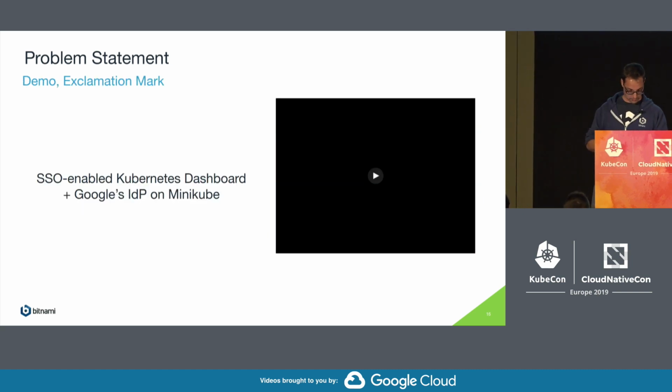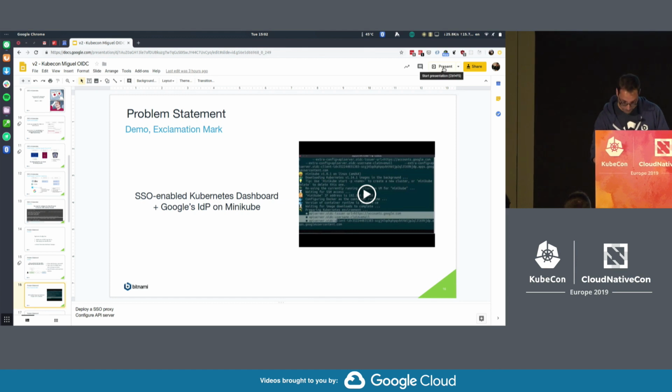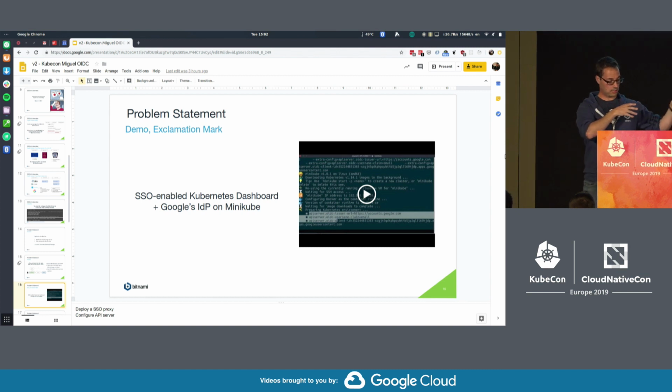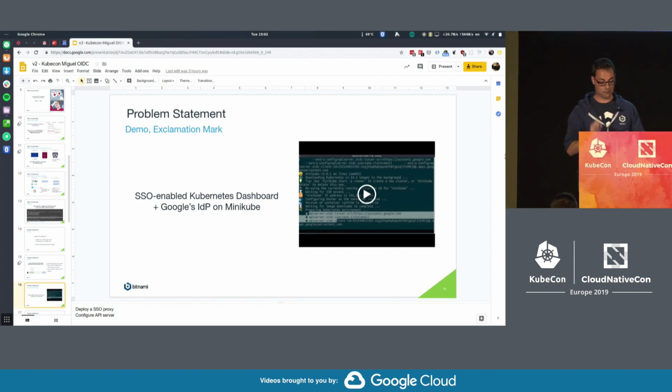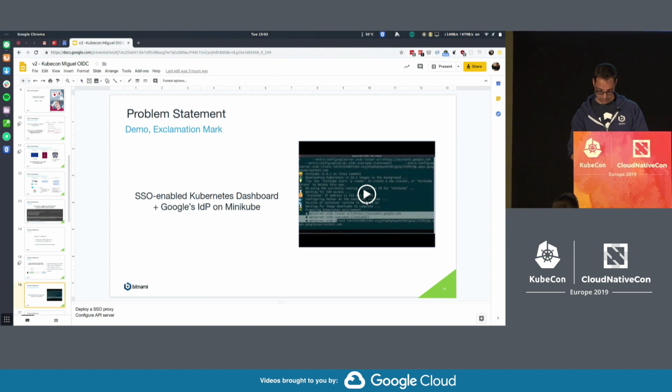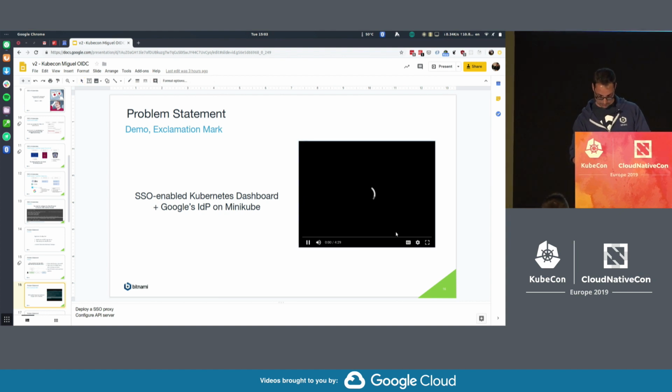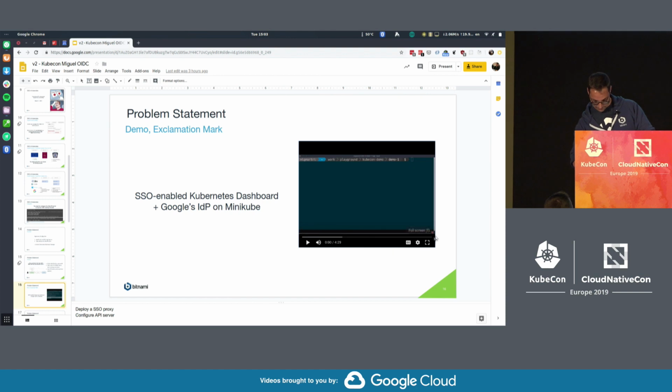So my first demo is going to be configuring single sign-on on top of the Kubernetes Dashboard by adding this proxy that I just showed, and I'm also configuring the API server. And because my success ratio in demos is about 5%, I'm going to play a video.